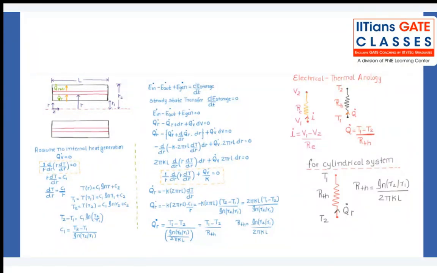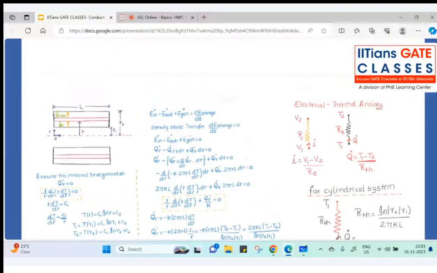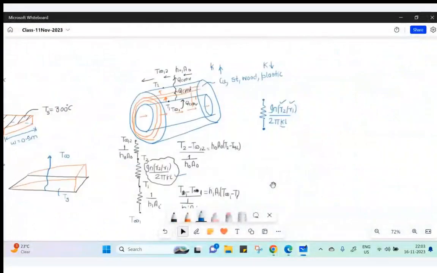Sir, could you explain this once more? When we take this 2 pi RL, we are taking this value normal to the... Okay. This part. See, your law says that Q dot is minus K A dT by dn. Understand? In whichever direction you are trying to find out the heat transfer, in the same direction you take the temperature gradient. And this area is normal to the direction of heat transfer. Simply understand from here. I will just draw that area itself for you.